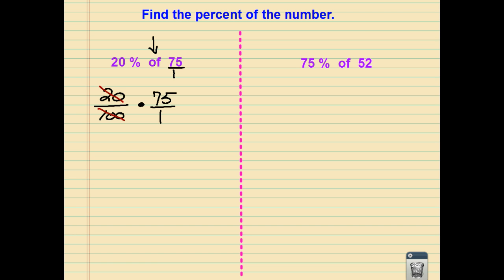Sorry, we paused there. So we have 20/100ths, and I would like to reduce that to a simpler form. And do we know what that's going to be? Good. 20 goes into 20 1 time, and 20 goes into 100 5 times. So now we bring down our 75 over 1. And what do you think we can do here? Can we take a 5 and divide a 5 into both 75 and 5 so we can simplify this a little easier for us?